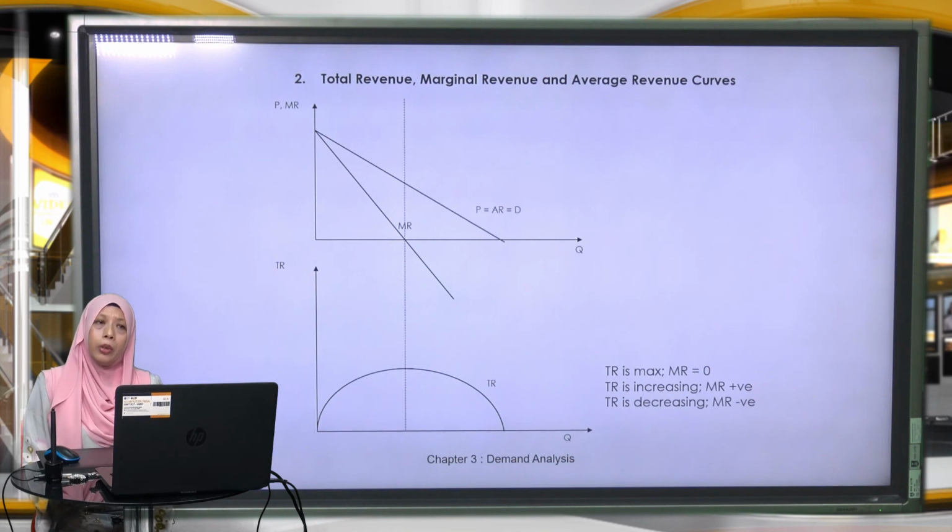Now remember, going back to the first chapter, the objective of a firm varies. Some of the objectives are to maximize profit, some are to maximize total revenue. So all this requires an understanding of the demand function. What I'm going to do next is show you some examples from past year questions in terms of how we apply the concepts that we learned today.